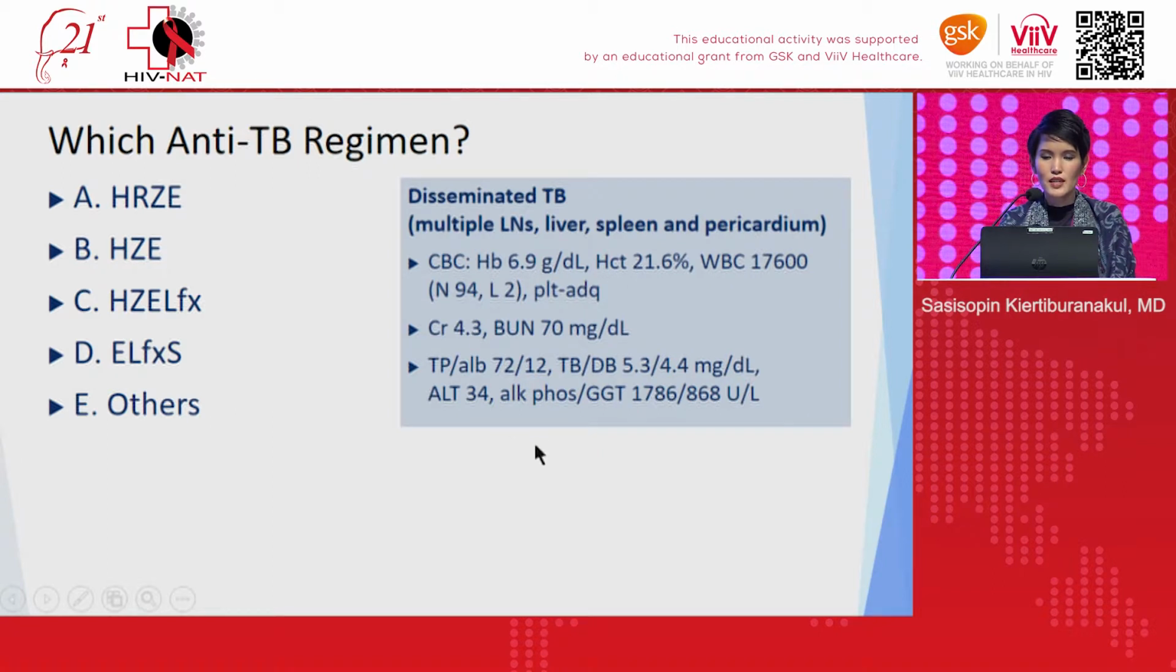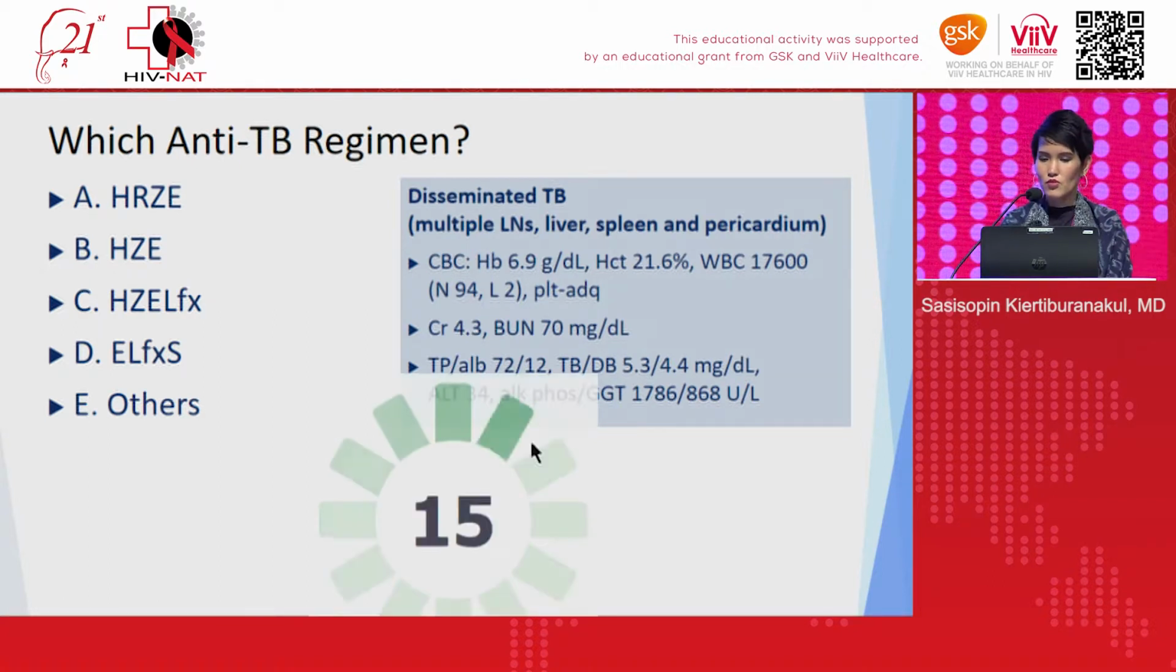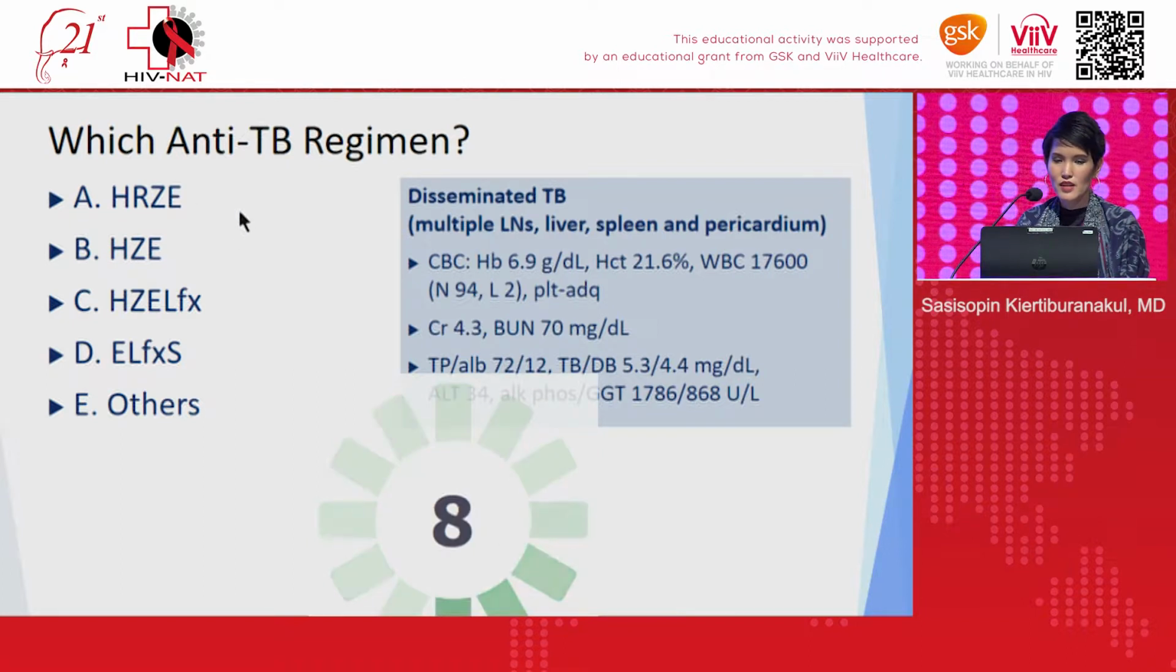So this is the baseline lab. You can see that he also has acute kidney injury from NSAIDs, and also abnormal liver functions. So I would like to ask you which anti-tuberculosis regimen you would give in this patient. Please vote. So do you need the standard HRZE, or do you need to cut something out because of the renal function and abnormal liver functions?